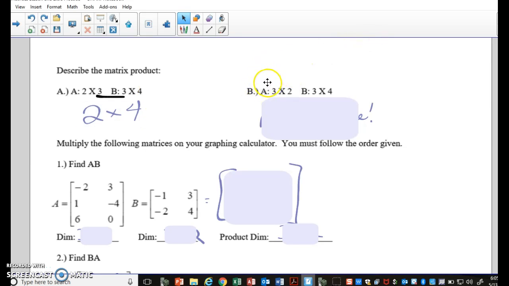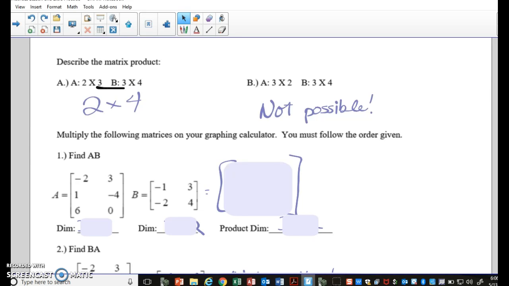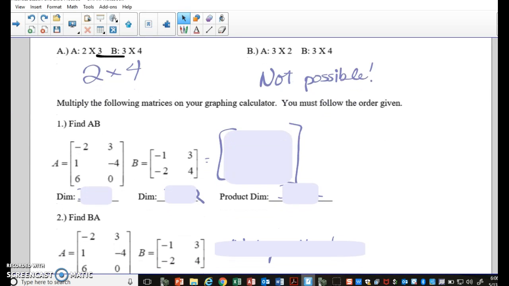Now B, 3 by 2 and a 3 by 4, what do you notice? Uh-oh, 2 is not equal to 3, so therefore this is not possible. These 2 numbers have to be the same to do matrix multiplication. So we can't.